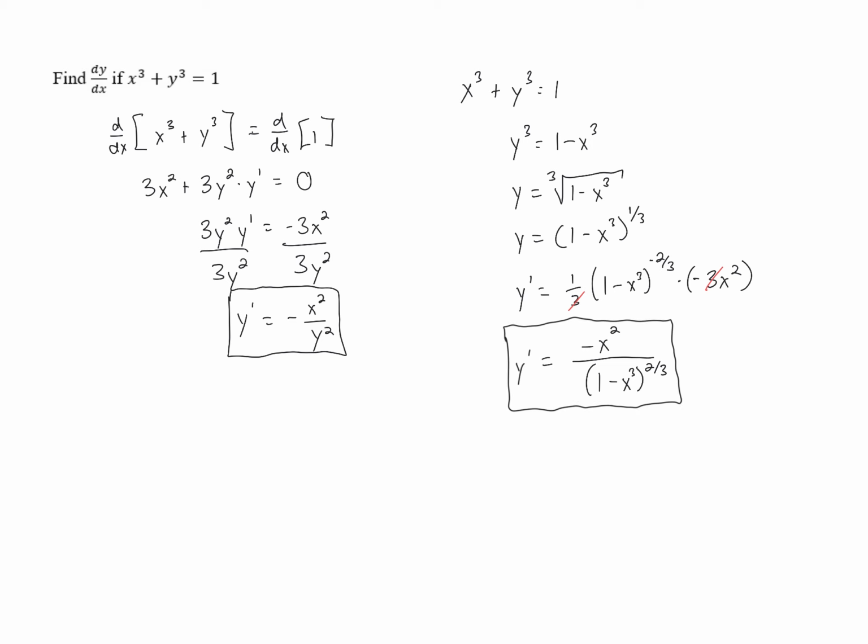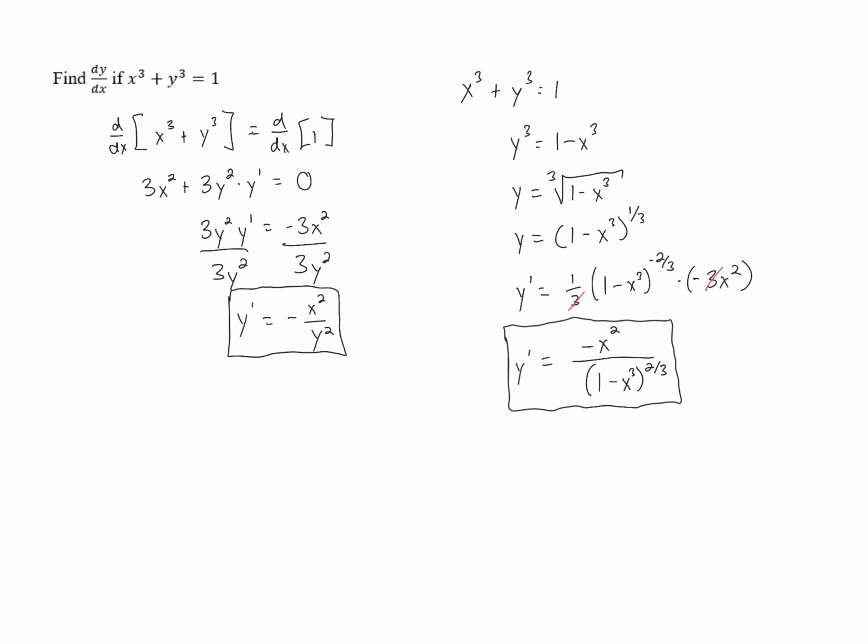Now, these two things look different, but they are in fact equivalent because remember, we have 1 minus x cubed over here, and that's the same as y cubed. 1 minus x cubed is equal to y cubed. So we could replace these parentheses with y cubed, and y cubed to the 2/3 power is the same as y squared, which is exactly what we have over here. So these two things are equivalent to each other.